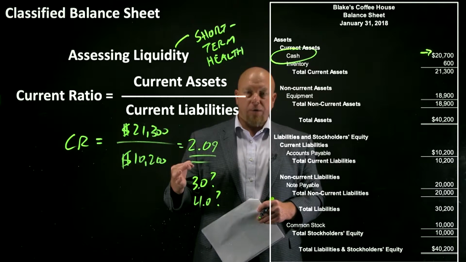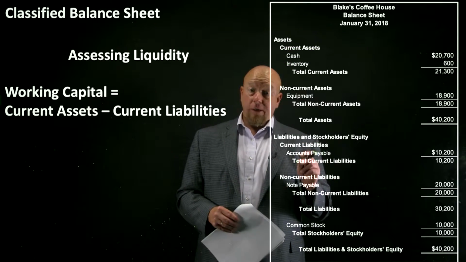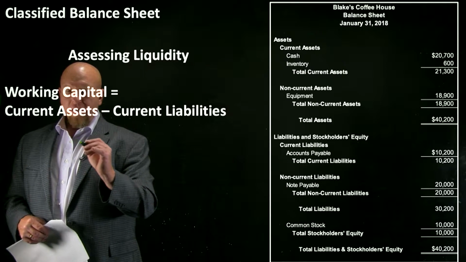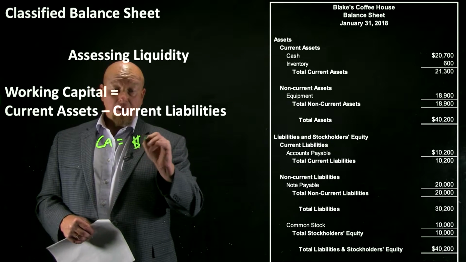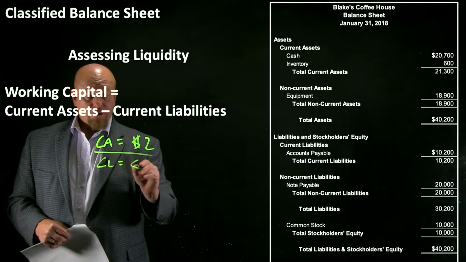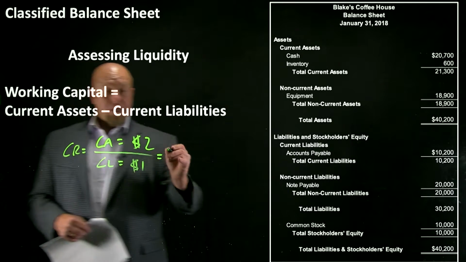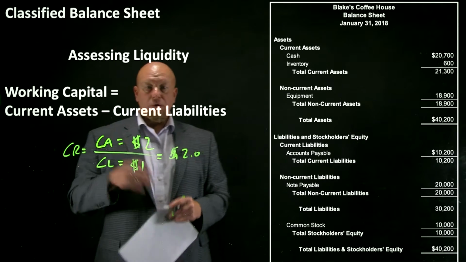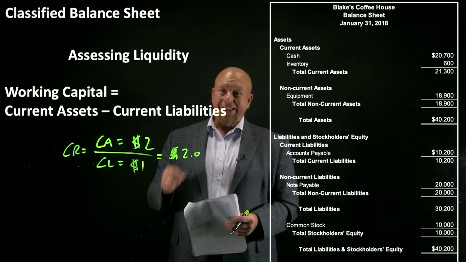Bigger is better for the current ratio within reason. The current ratio only tells half the story. Let me give you an example here. What if you had current assets, let's just say current assets are equal to $2, a whole $2, okay? And current liabilities are equal to $1. That would give you a current ratio of 2.0, okay? 2 to 1, which, as we saw before, has the potential to be a very healthy current ratio.